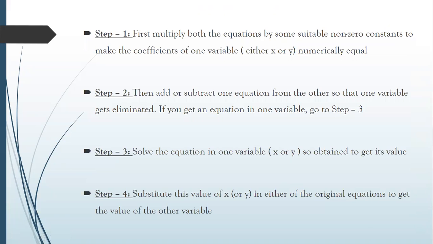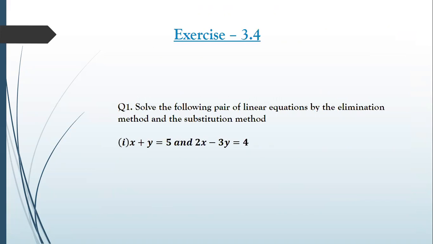So these are the steps. First, multiply both the equations by some suitable non-zero constants to make the coefficients numerically equal, then we add or subtract the equations and then we solve for any one variable. Substituting this value, we'll get the other variable.